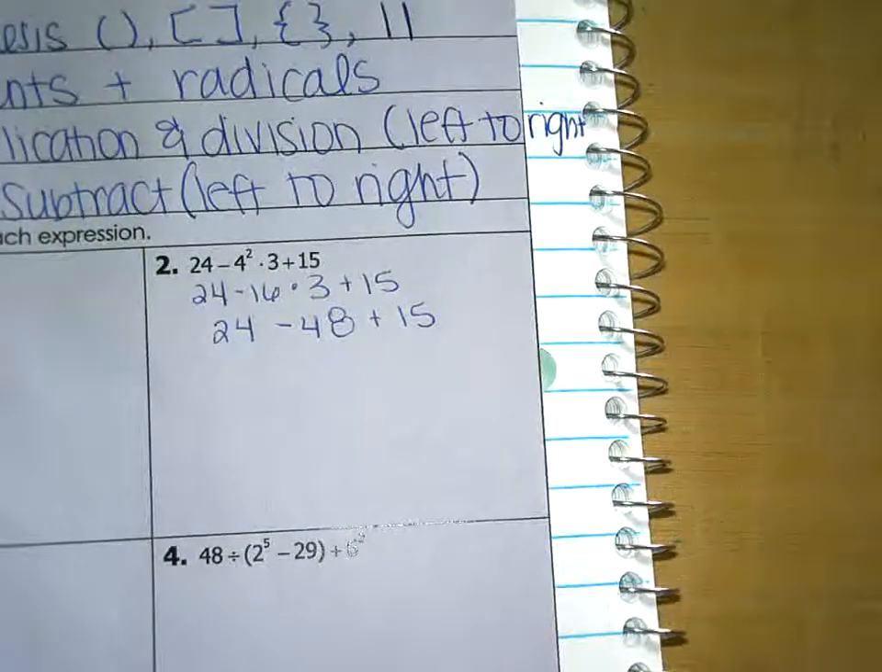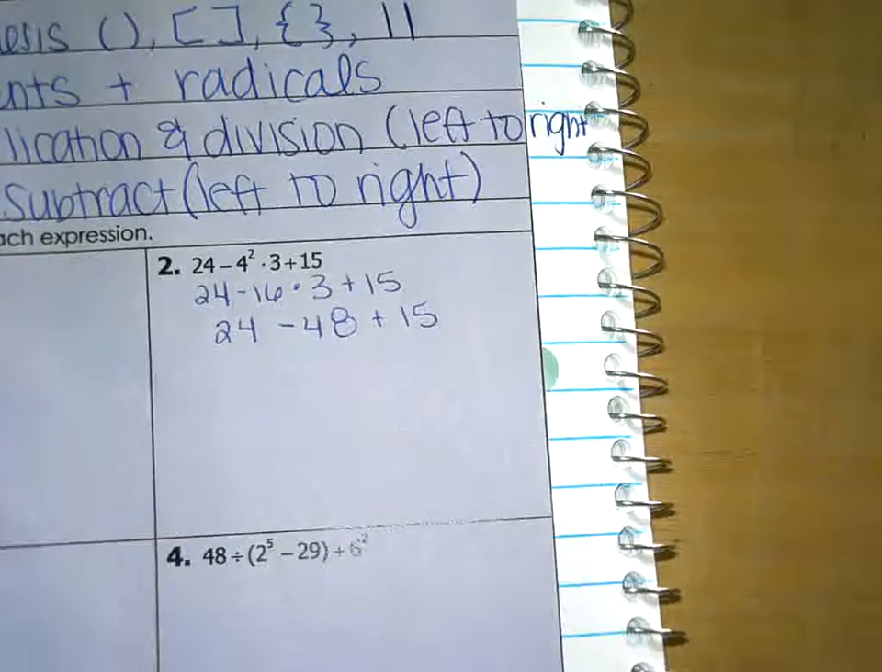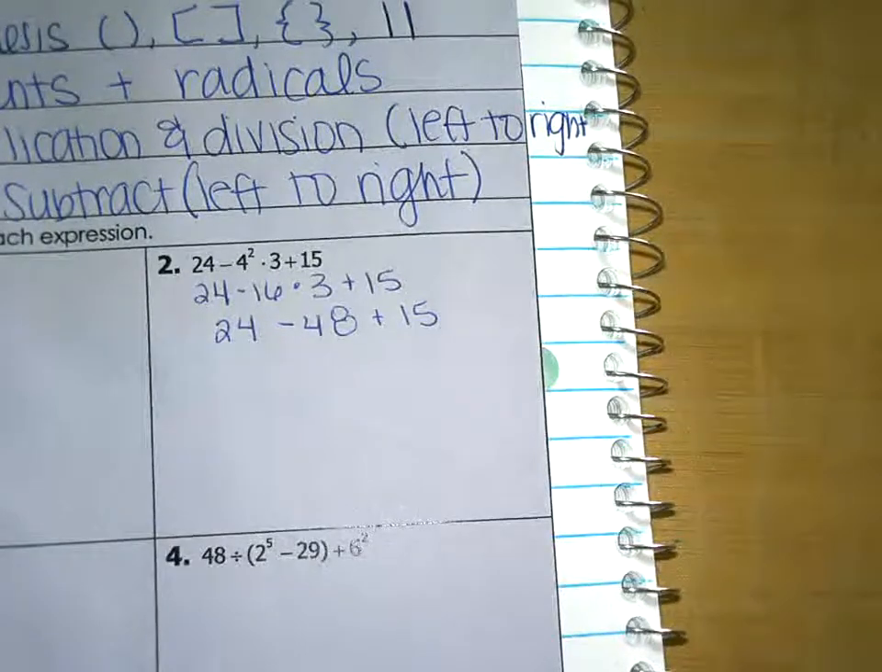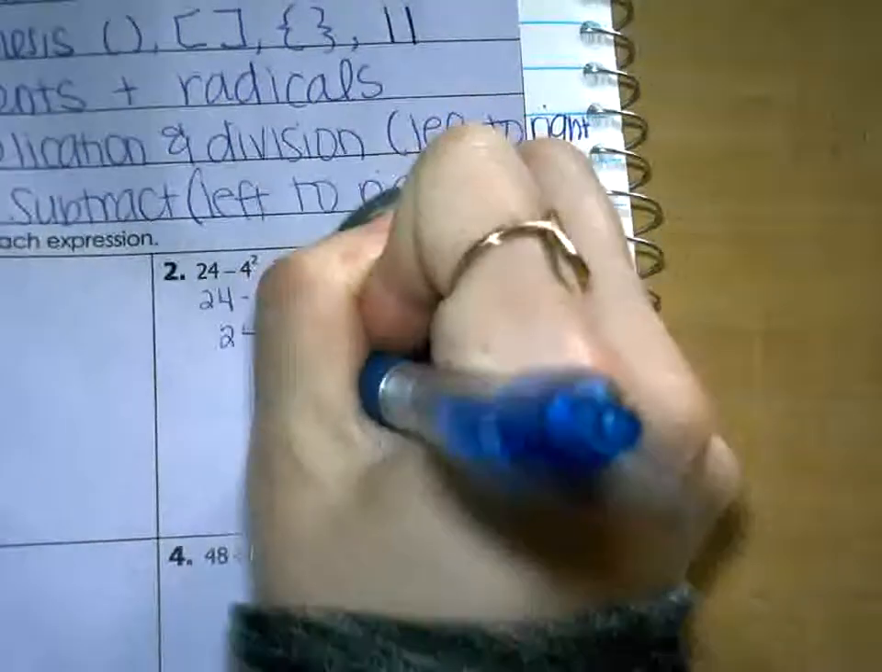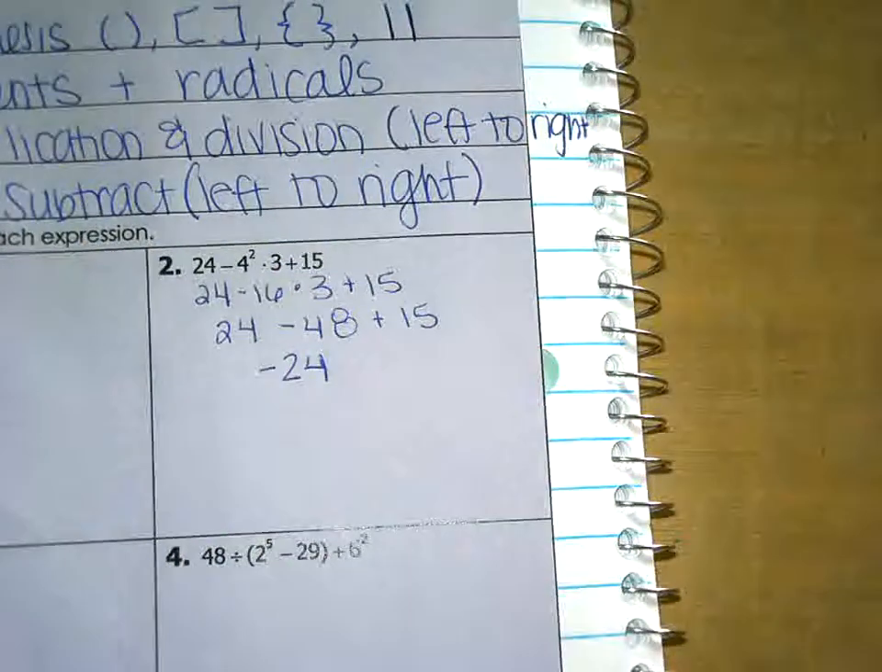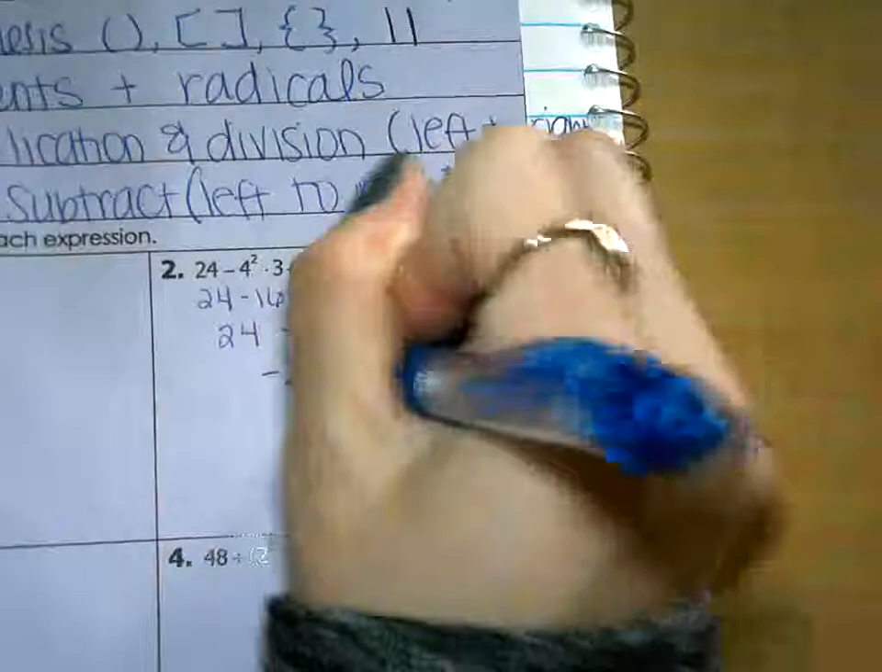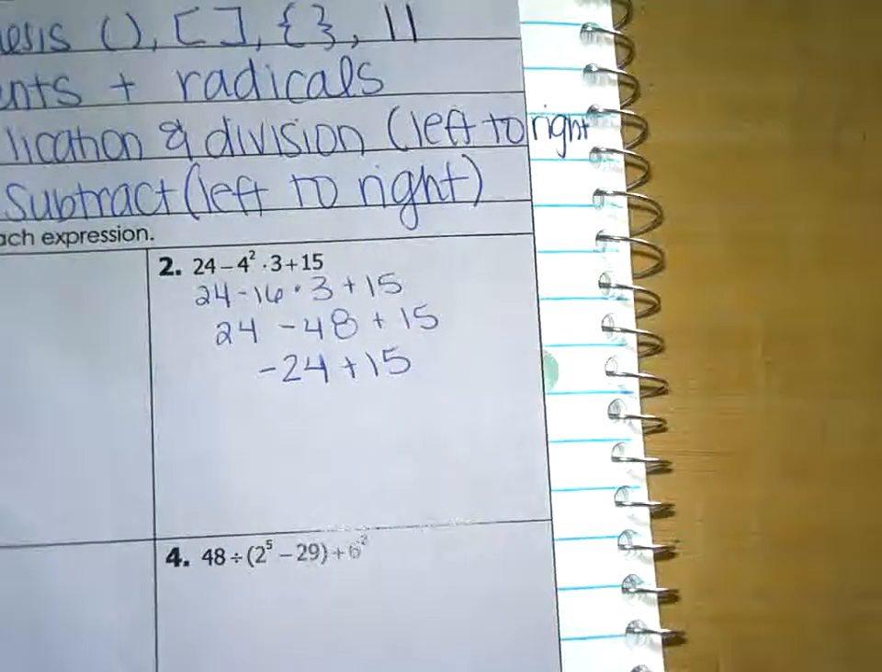What now? Why am I subtracting before I'm adding? Good. Left to right, always. So 24 minus 48. It is a negative 24. You will have integers. You will have positive and negative numbers. So make sure you remember your integer rules. So I have negative 24 plus 15. Everyone finish solving that for me. The answer is negative 9.